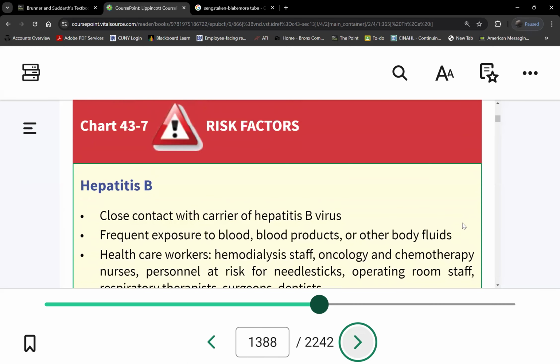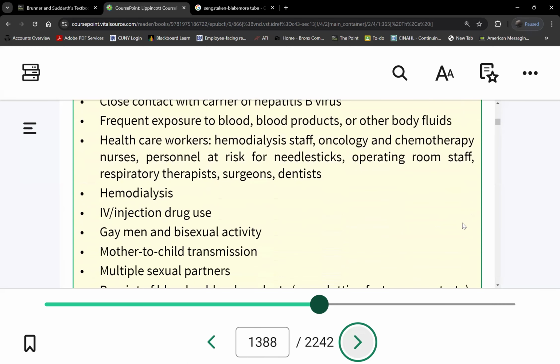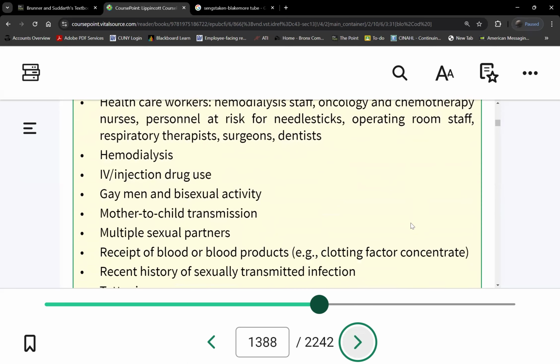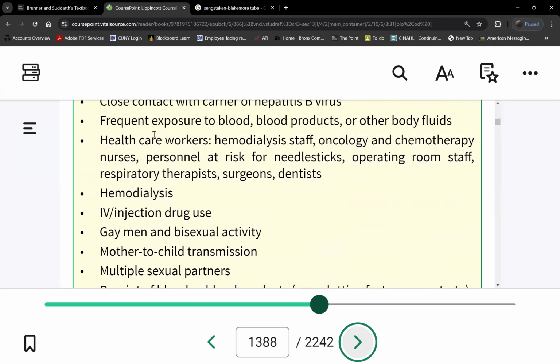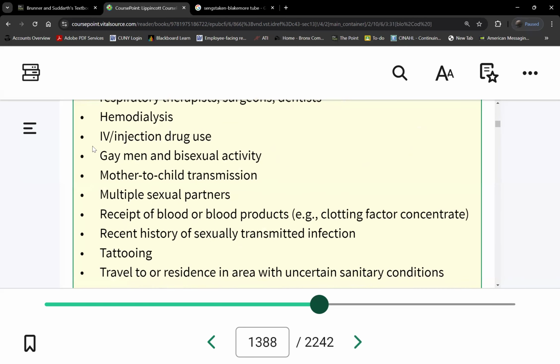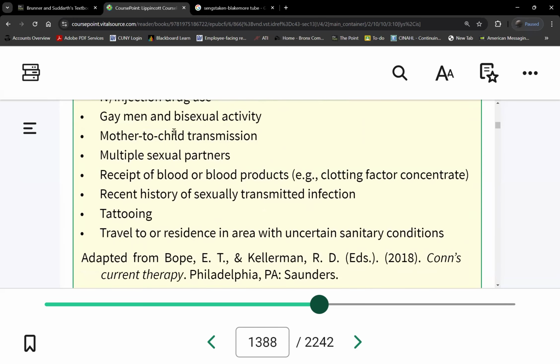So here are your risk factors for hepatitis B. It includes you guys, so we highly encourage you to have vaccination. Also frequent blood products, although it's unheard of now that you'd get hepatitis from blood transfusion because we screen these carefully. IV drug use, though, or multiple sex partners.